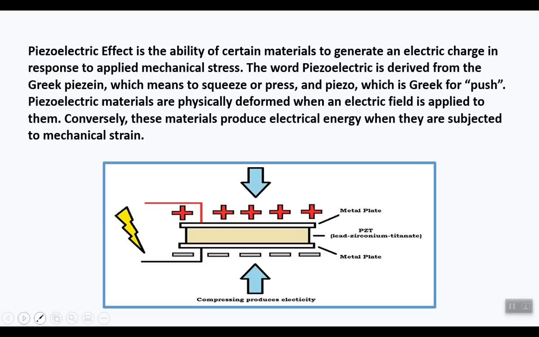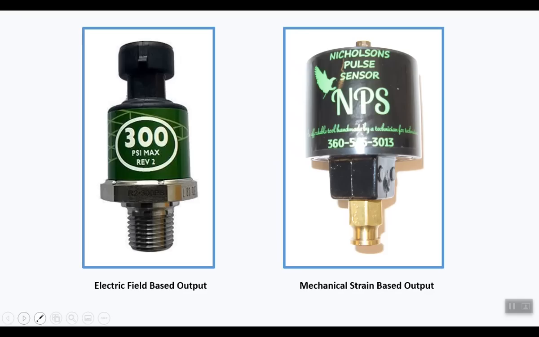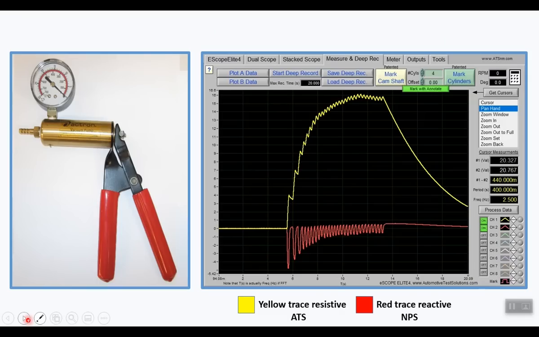So I could build two different types of piezo sensors. I could have one that is current based, where it's a resistive element base, or I could have one where it's a piezo output type sensor. We'll cover these. The two types basically are an electric field based output and a mechanical strain based output. A mechanical strain base is also referred to as a pulse sensor, a delta sensor. These will be different in the way that we're going to use these types of sensors.